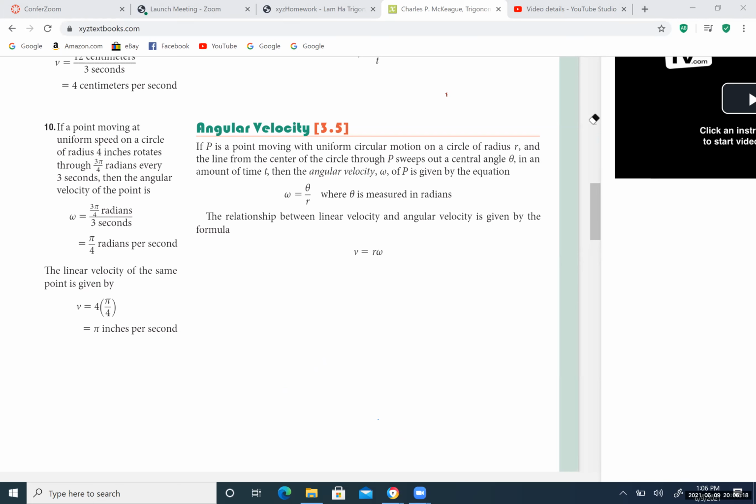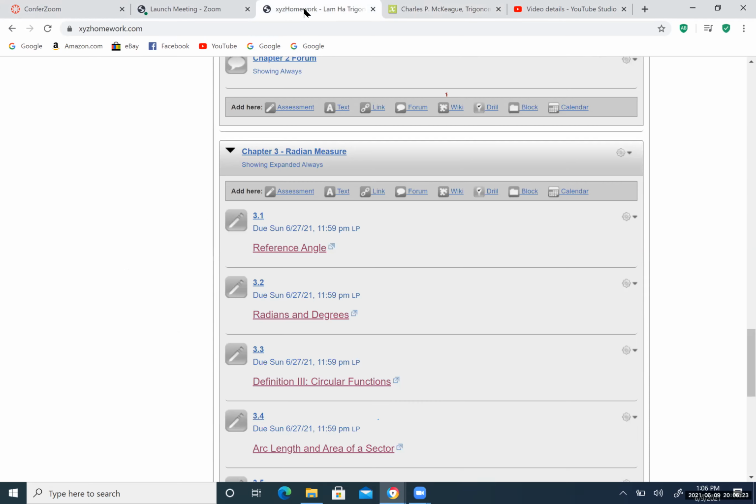Okay, so let's go ahead now and watch the video together. 3.1, reference angle.